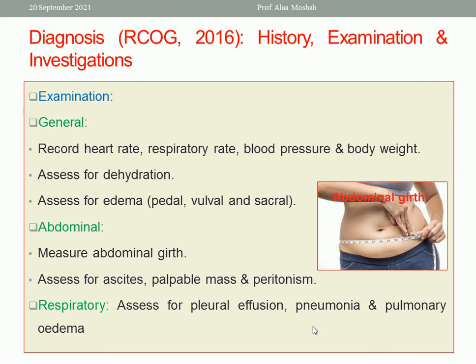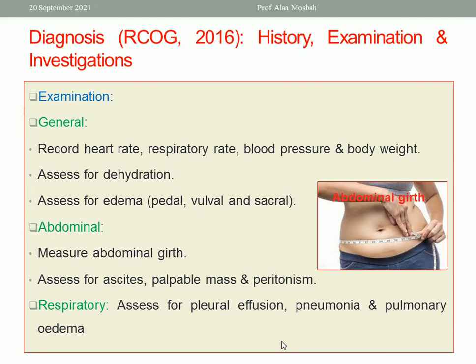What about examination? General vital signs like pulse, respiratory rate, blood pressure, and the body weight is very important, because rapid increase in body weight indicates the severity of the condition. Assess for dehydration: is the patient dehydrated or not? Assess for edema, vulval edema, sacral edema, and of course pedal edema.